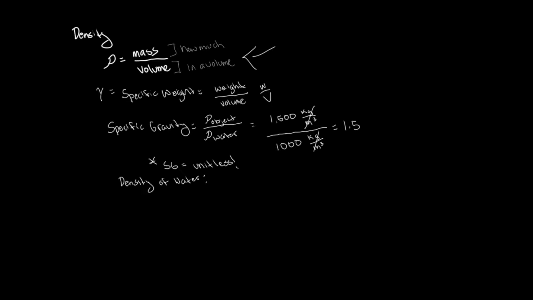So common densities of water are 1 gram per cubic centimeter, 1 kilogram per liter, and 1,000 kilograms per meter cubed, which is the most common in my opinion.